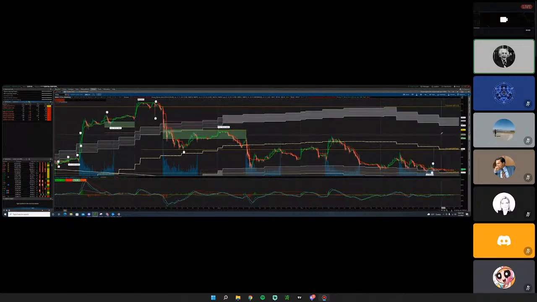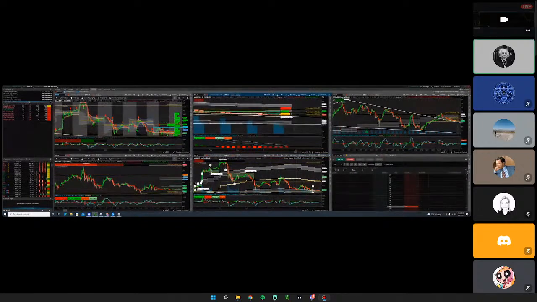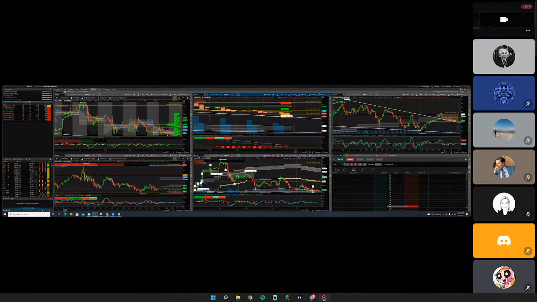If it can reclaim this 4-hour mid, then you see the 4-hour top is 307.46. It's still below the 4-hour mid, which is 297.46. So for me, honestly, I would not touch this till it crosses 300s. It's just not worth it.